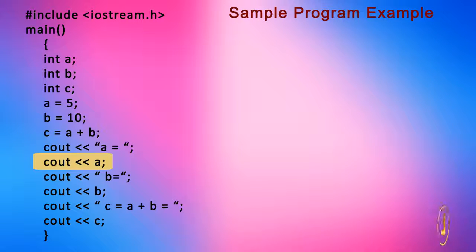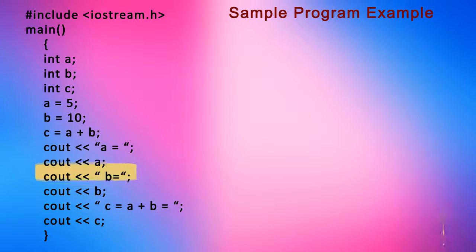Here comes the effect of data type on cout. The previous statement, cout << "A = ", has a character string after the << sign, and cout simply displays the string. In the statement cout << A, there is a variable name, A. Now cout will not display A, but the value of A. The cout interprets that A is a variable of integer type.